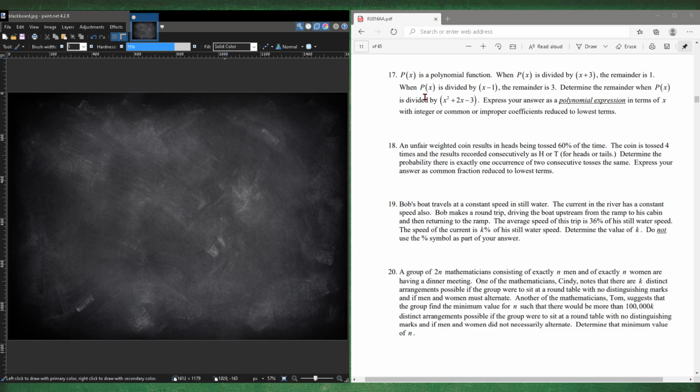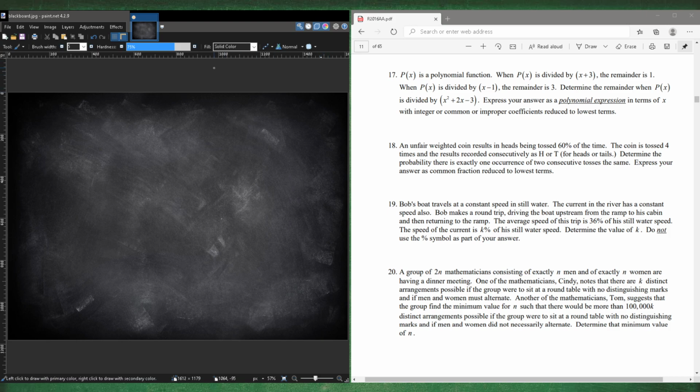So, question 19. Bob's boat travels at a constant speed in still water. The current in the river has a constant speed also. Bob makes a round trip driving the boat upstream from the ramp to his cabin and then returning to the ramp. The average speed of this trip is 36% of his still water speed. The speed of the current is k% of his still water speed.